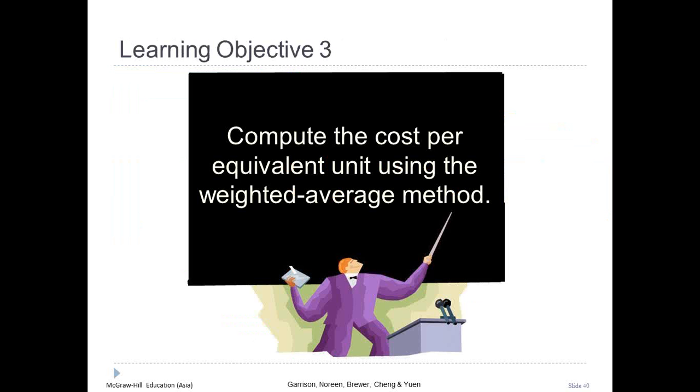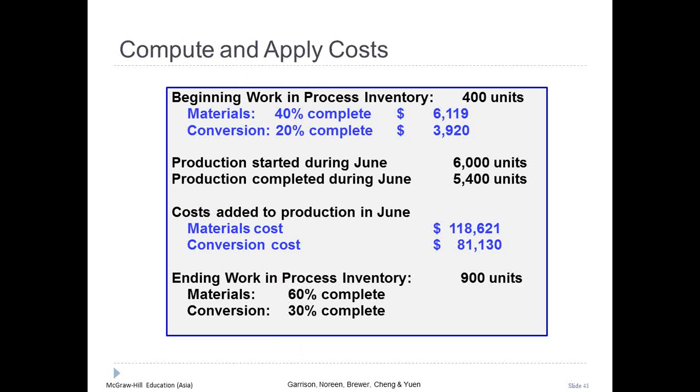So now let's do learning objective number 3. Compute the cost per equivalent unit using the weighted average method. We used this information to calculate the equivalent units earlier. Here we have added the dollar amount in beginning work in process inventory and the material and conversion costs incurred during June. Let's begin the process of calculating cost per equivalent unit for June.